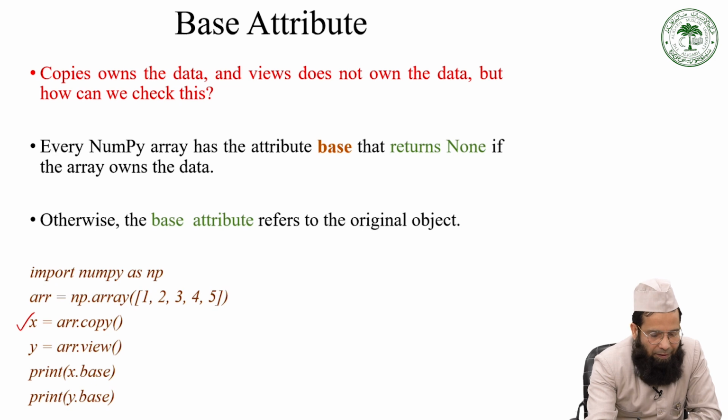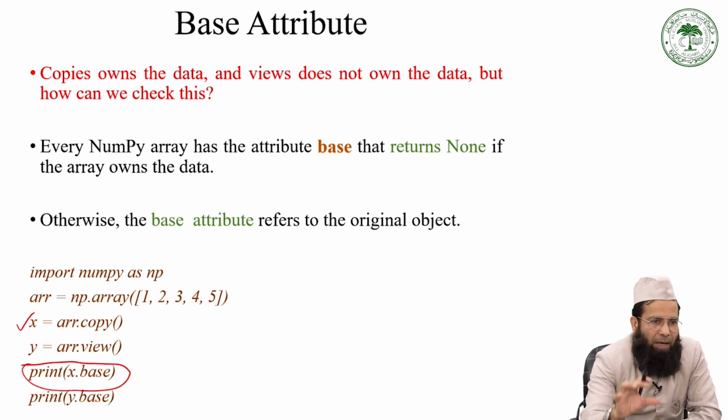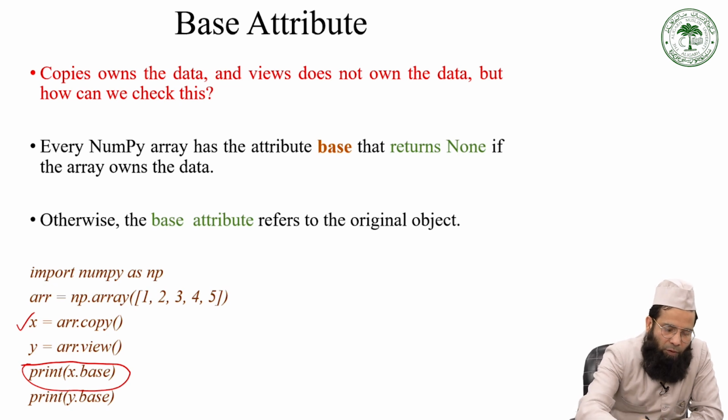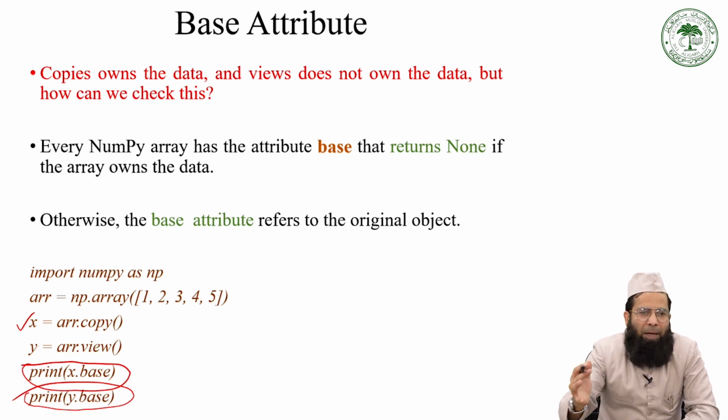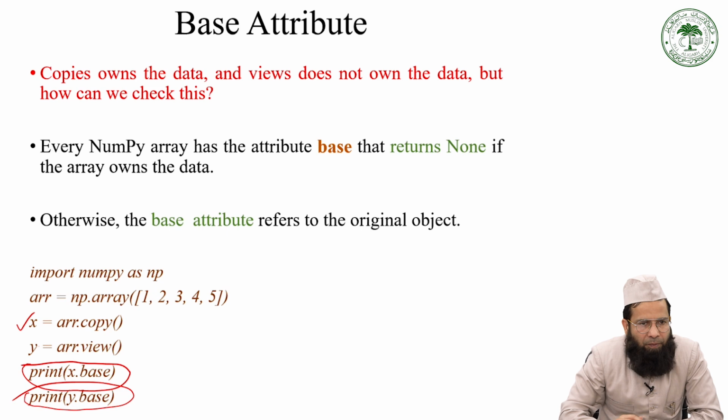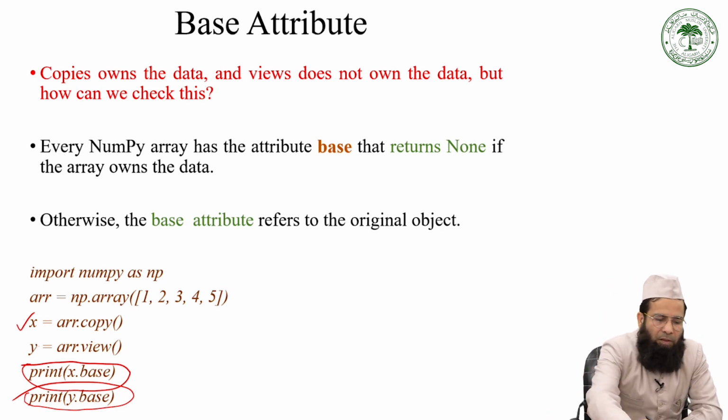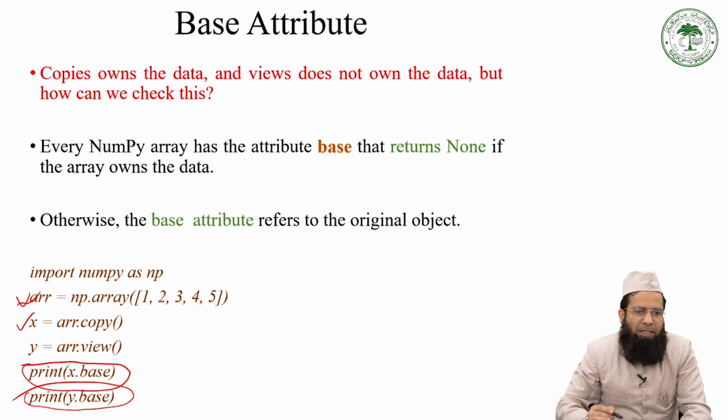So like in this case, since X is a copy of the original NumPy array, if I print X dot base, it would return None, since X has its own copy. But in the case of Y, since Y is a view, if I print Y dot base, then it would print the base NumPy array, right? So that is the original object, which is arr in this case.